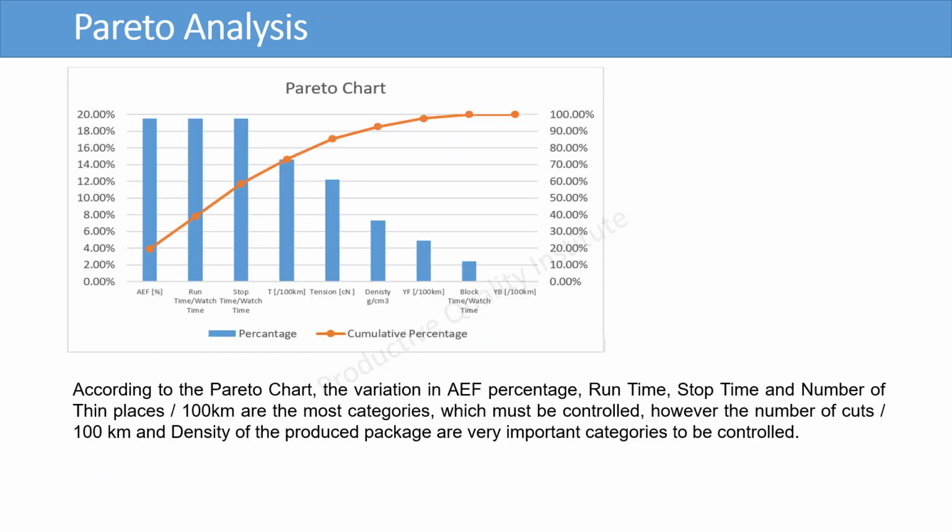According to the Pareto chart, the variation in actual efficiency percentage, run time, stop time and number of thin places per 100 km are the most important categories, which must be controlled. However, the number of cuts per 100 km and density of the produced package are very important categories to be controlled.